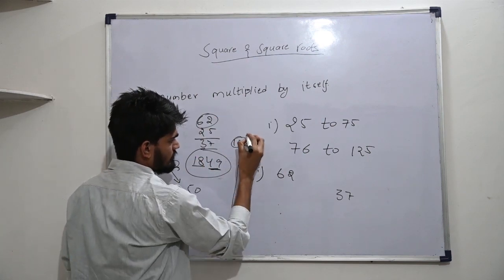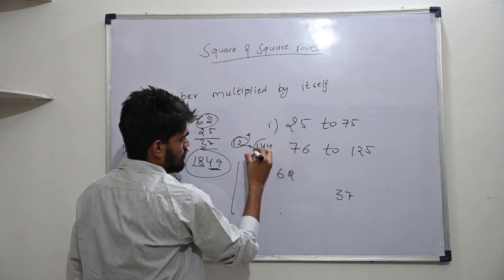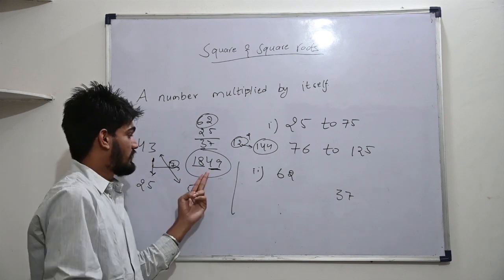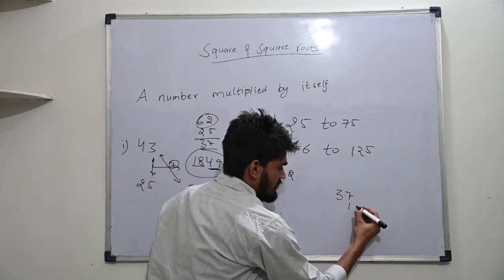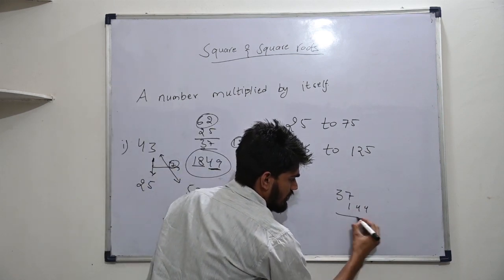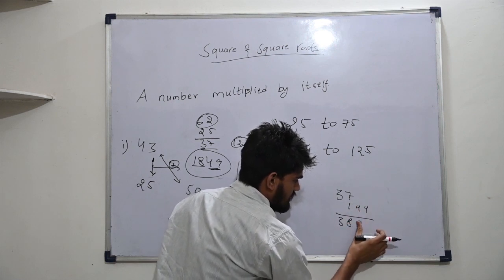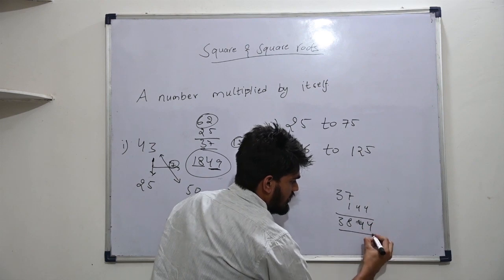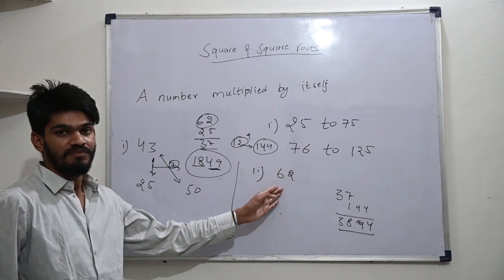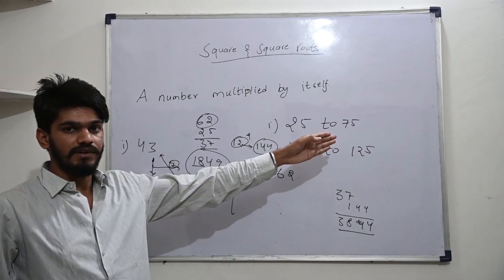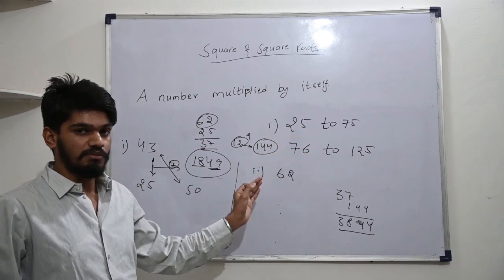Its square is 144. But I told you it should be two digits, so I will place it like this. Now the 7 and 1 will be added, giving 38, and then 44. So 3844 will be the square of 62. In the same way, you can find the square of any number from 25 to 75 with this method.